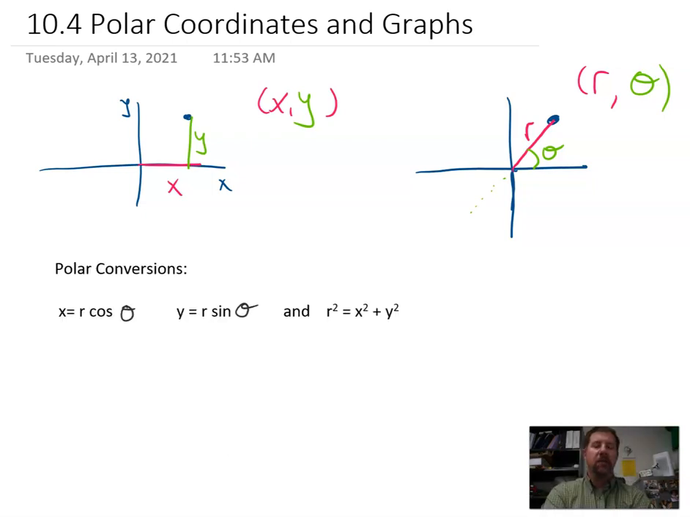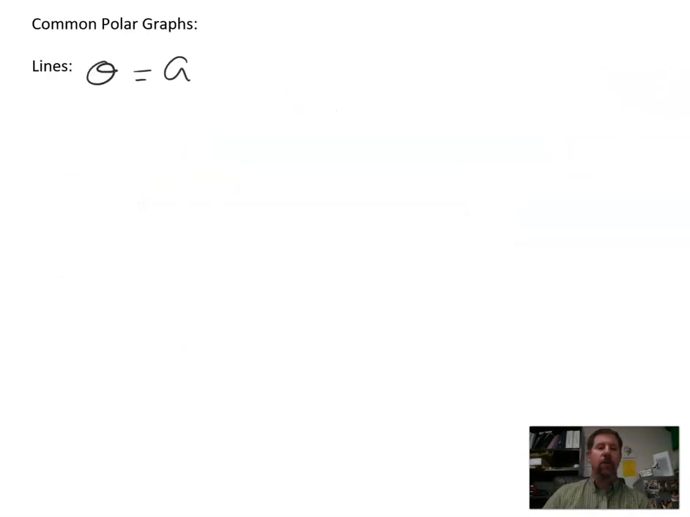Okay, if we want to convert back and forth between these two different ways of talking about points, you're going to need these polar conversions here. x equals r times cosine theta, y equals r times sine theta, and r squared equals x squared plus y squared. These will help you convert from polar to rectangular coordinates, or Cartesian coordinates as they're called, and back and forth.